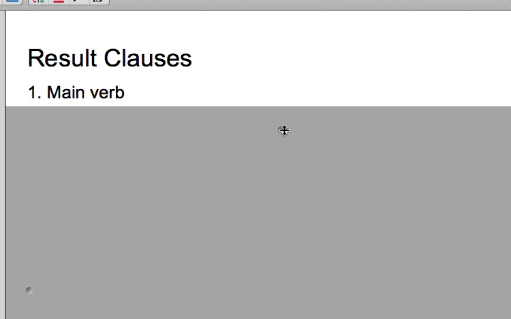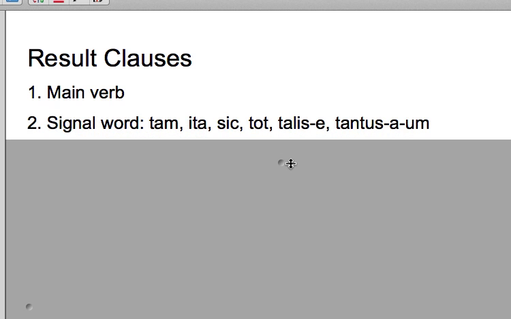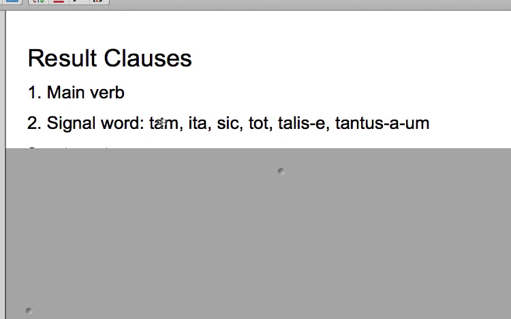There's going to be a main verb. That's pretty obvious. There are going to be two different clauses, of course. After your main verb, or I should say, in the same clause as your main verb, there's going to be a signal word, like tam, ita, sic, tot, talis, tantus. You might be thinking, I don't know what those words mean. Guess what? They're all new vocabulary for lesson 48. I think every last one of them.